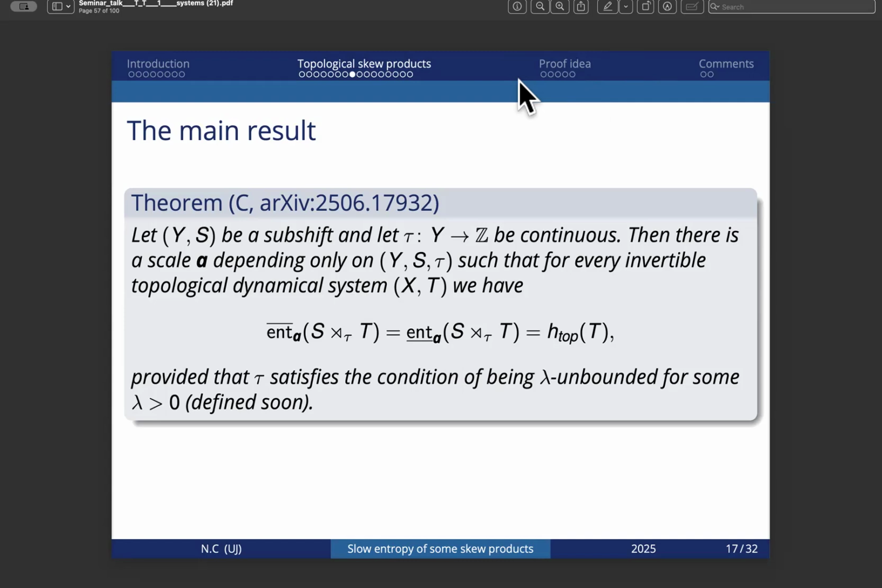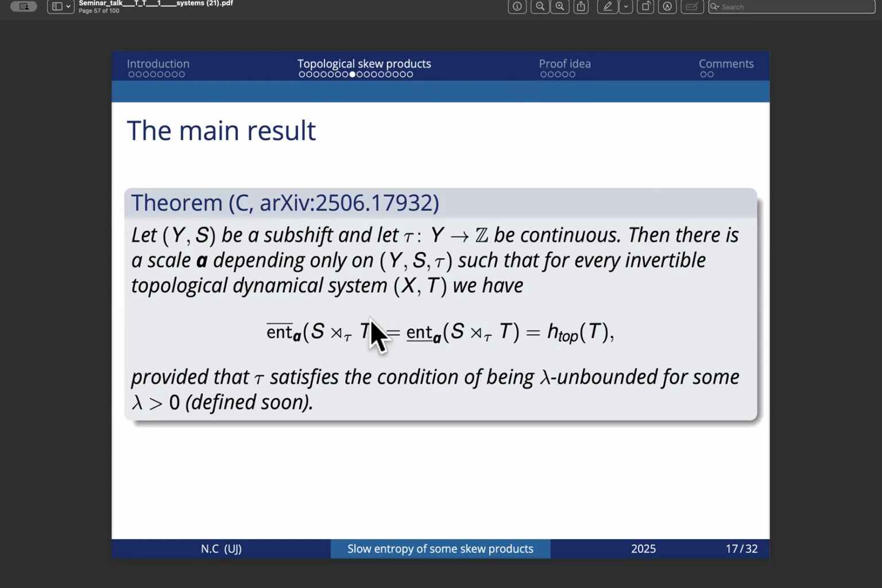This topological slow entropy is still an invariant, I guess, right? Yes, it is an invariant for topological conjugacy. It is monotone by factors like entropy. It is also monotone by embeddings like entropy. I mean, like amenable entropy. I see. Sorry, so I interrupted your flow. No, it's fine. Well, I will continue.